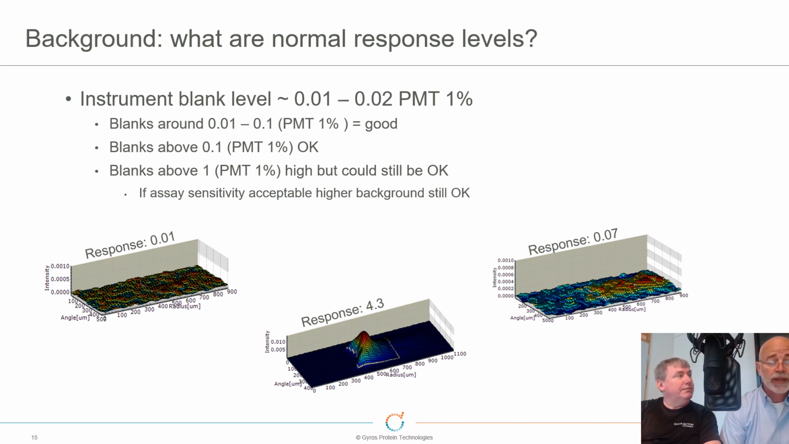Certainly, whether you saw a curve like the blank response on the left with the response of 0.01 or on the right with a 0.07, those look like normal blanks. Of course, if you saw a response of 4.3, you'd say that's pretty high. And you're seeing what looks like specific cross-reactivity in that column. That doesn't mean you couldn't run with that assay, but again, it's really going to limit your sensitivity.